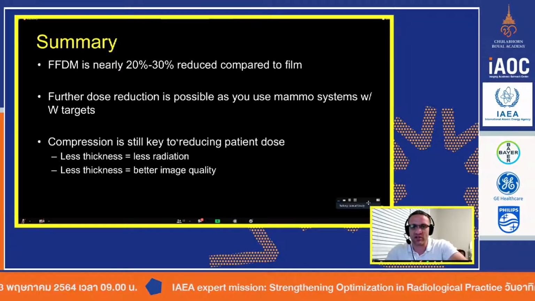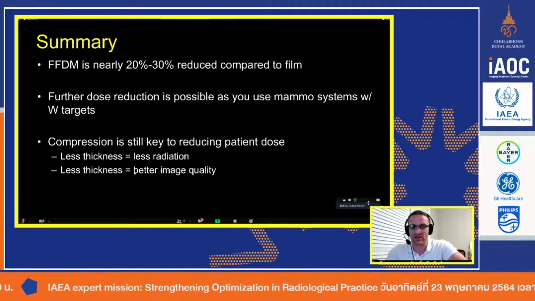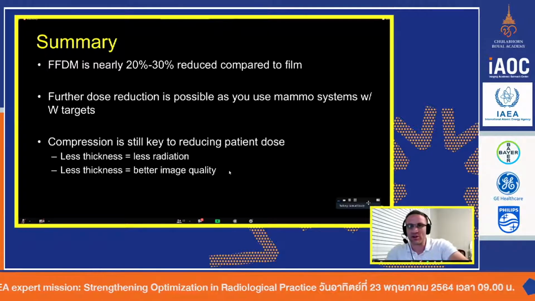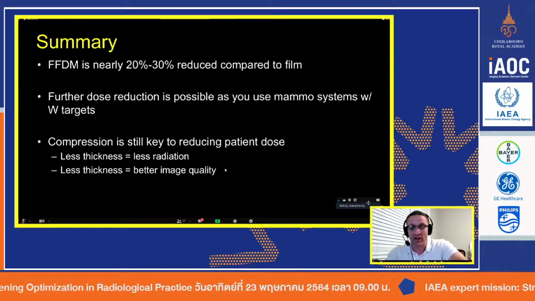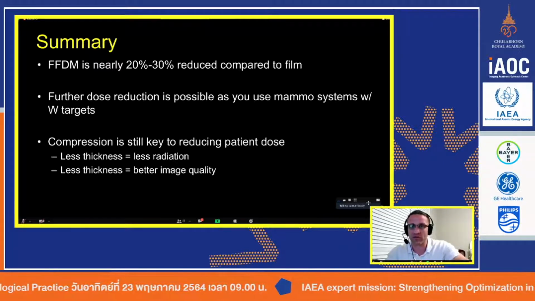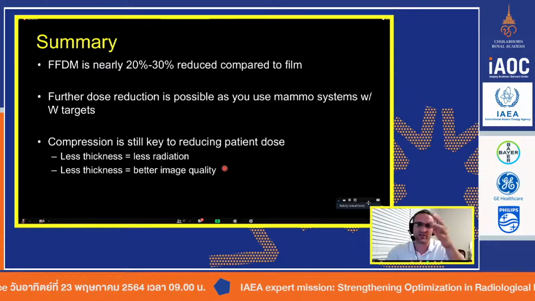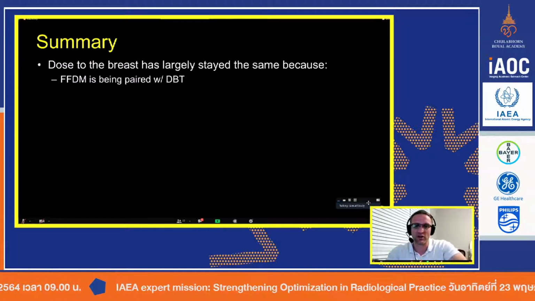Compression is still key to reducing patient dose. Less thickness equals less radiation, less thickness equals better image quality. So we talked a lot about compression last week, about that being the key for image quality. It's still very much part of the picture when it comes to radiation dose. It's just that there's other things like setting up the right target, filter combination, and kV that we talked about.